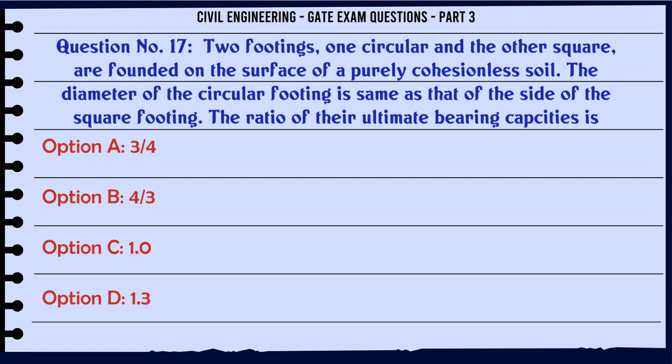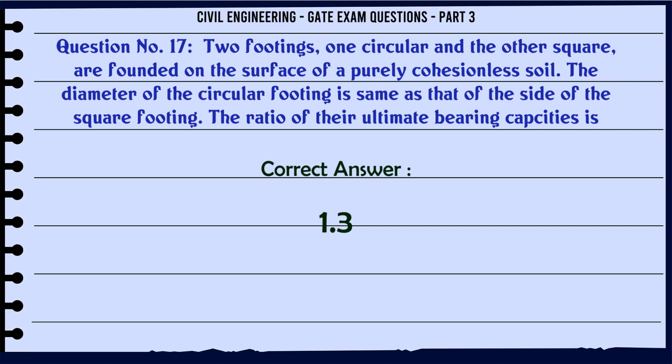The ratio of their ultimate bearing capacities is: A, 3:4; B, 4:3; C, 1.0; D, 1.3. The correct answer is 1.3.